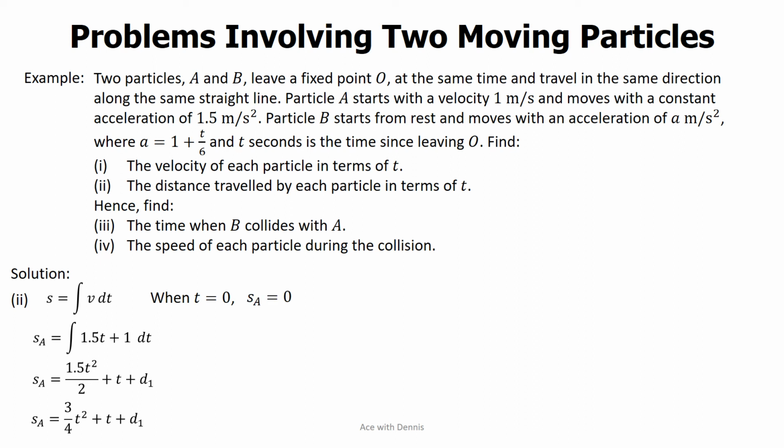Because both of the particles leave a fixed point O at the beginning, d1 equals 0. Hence, SA equals 3 over 4 t squared plus t.